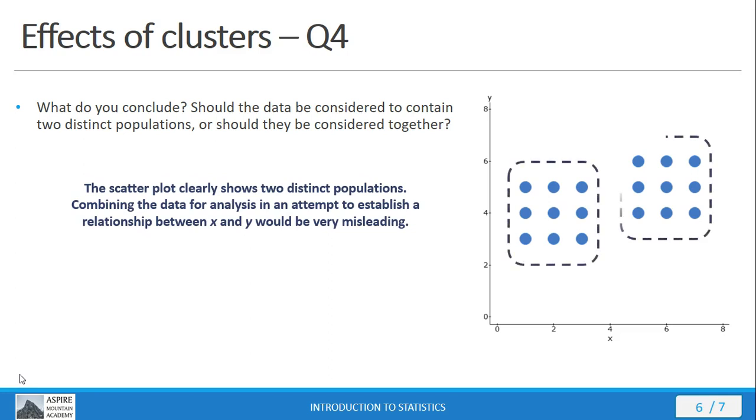So here's one, here's the second. You can see they're 2 distinct areas without overlap. So yeah, keep them separate. Do an analysis on each population individually.